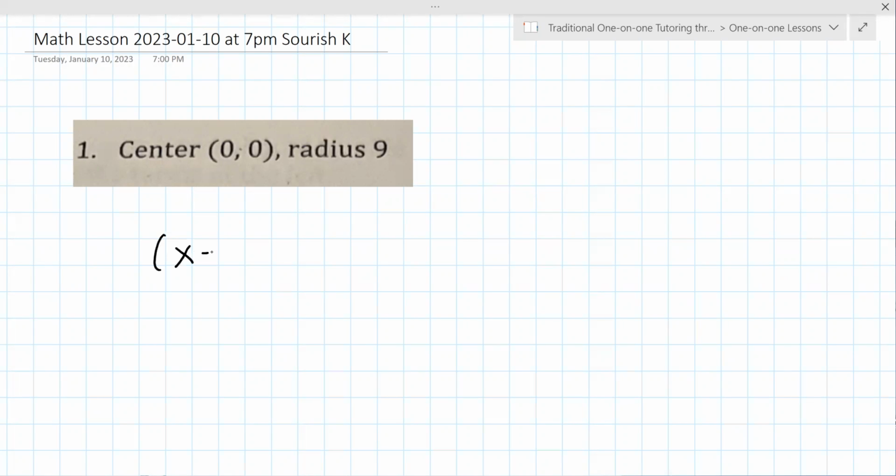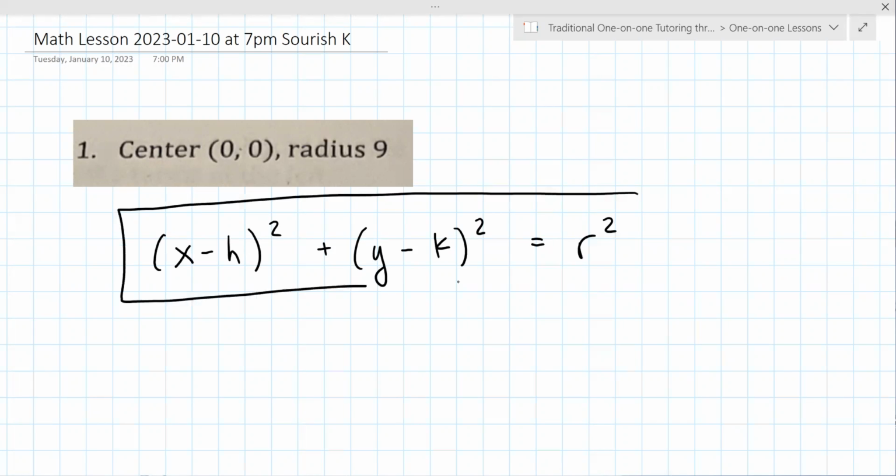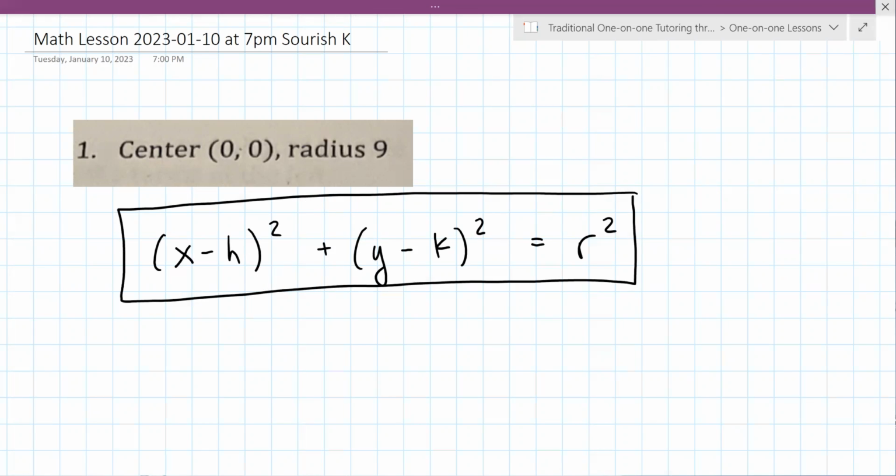So here's the general form of a circle. Did you see this? Did you get this in class today? Oh, yes. Okay, so we're going to use this equation for the first 4 problems and maybe more, but that's where we're going to start.